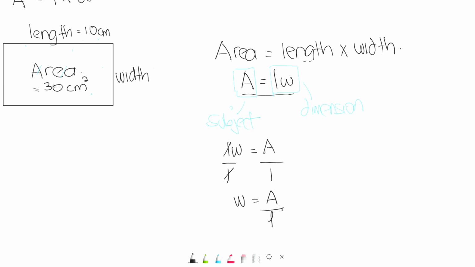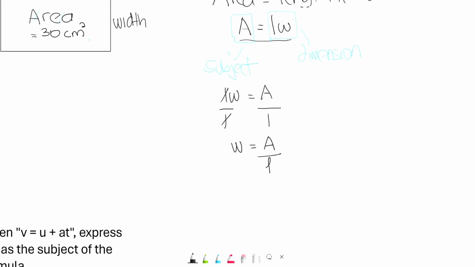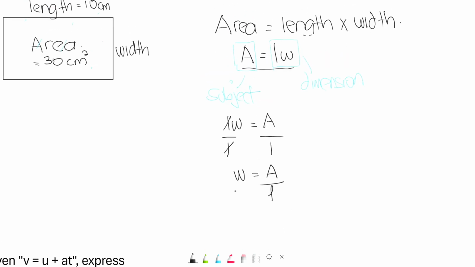So now I can plug in the values that I have. The area is 30 divided by the length, which is 10, which will give me the width as 3 centimeters. Remember, this is a measurement, so it is centimeters.